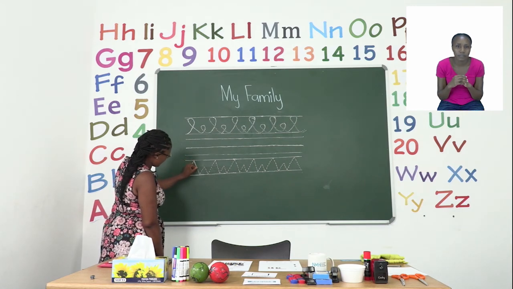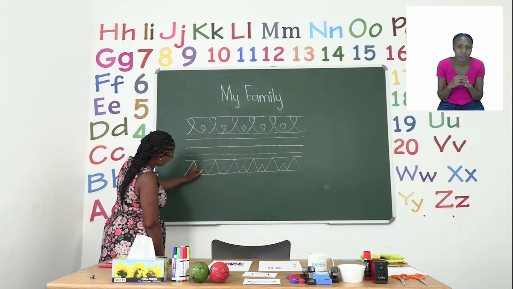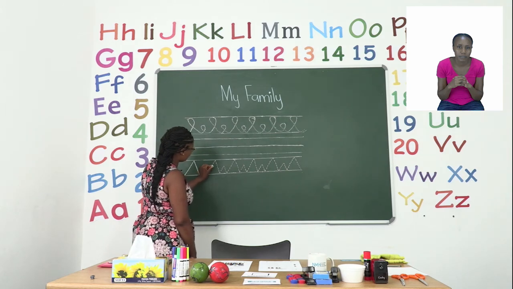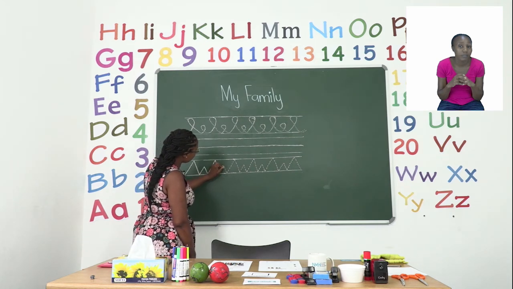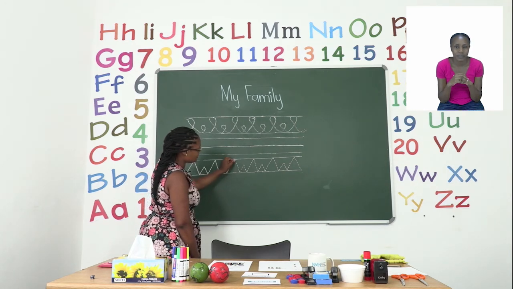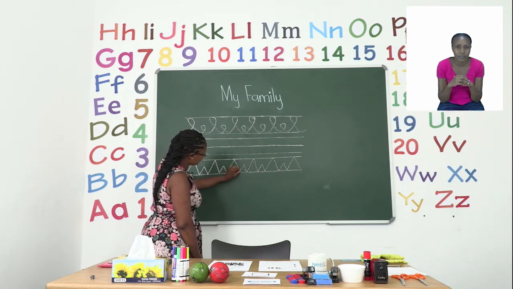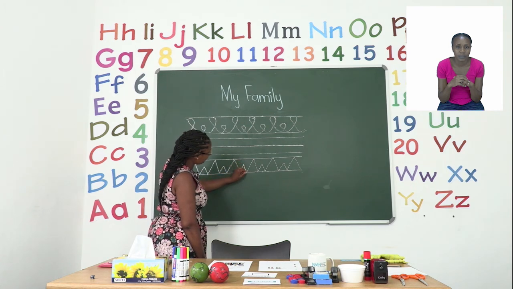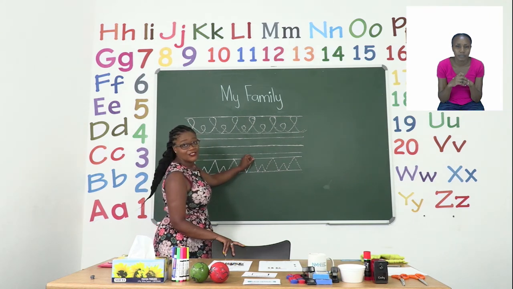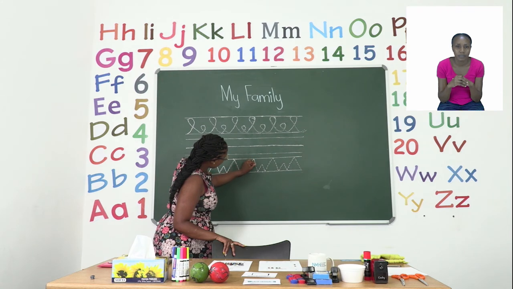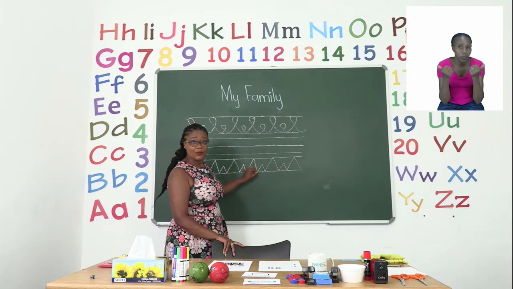Zig, zag, zig, zag, zig, zag. Keep going, grade ones. Zig, zag. Very good. Zig, zag. Zig, zag. Try hard not to lift your pencil. Zig. Get to the top. Zag. Very good. Make sure you get to the bottom as well.